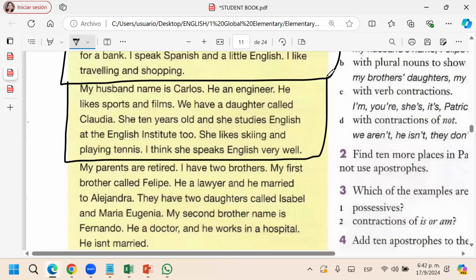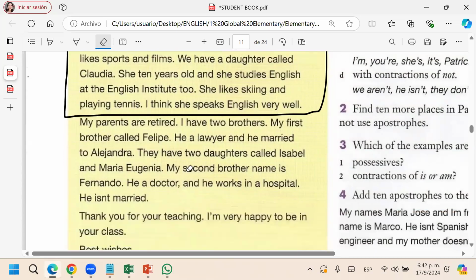My husband. Who wants to read the second paragraph? Me. Okay, go ahead. Oriana the second and Jose the last one.